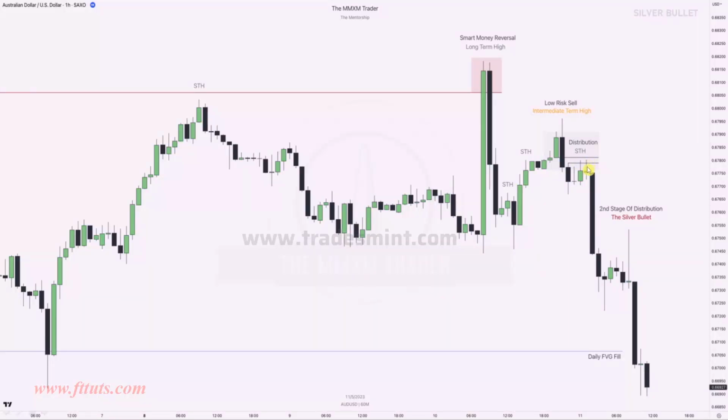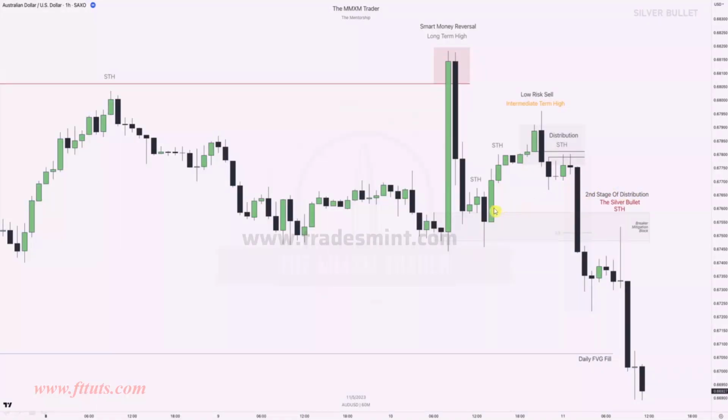Which is over here, and then price drops down lower, and now the silver bullet is activated in the second stage of distribution. Now we're looking for a mitigation block or a breaker block. We use those bullish order blocks from the buy side of the curve and extend them out in time, right? And use them on the sell side of the curve.